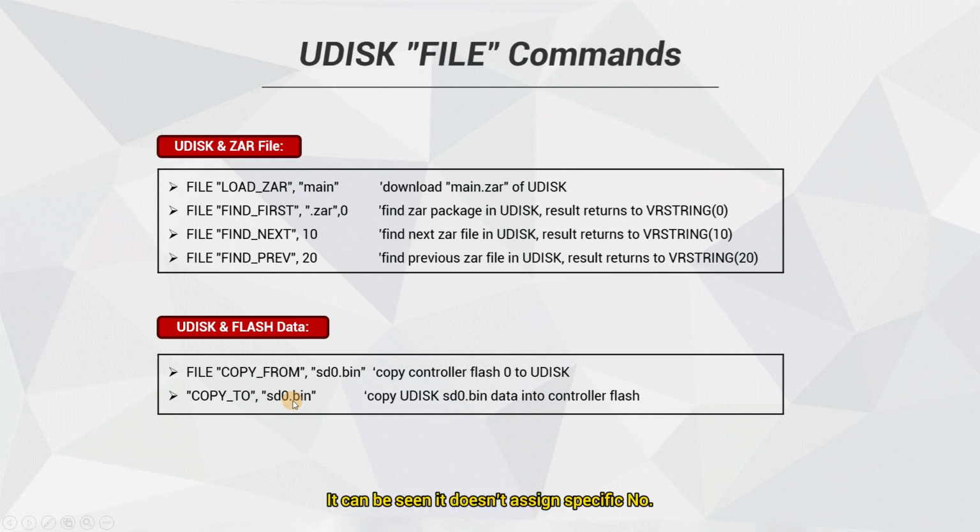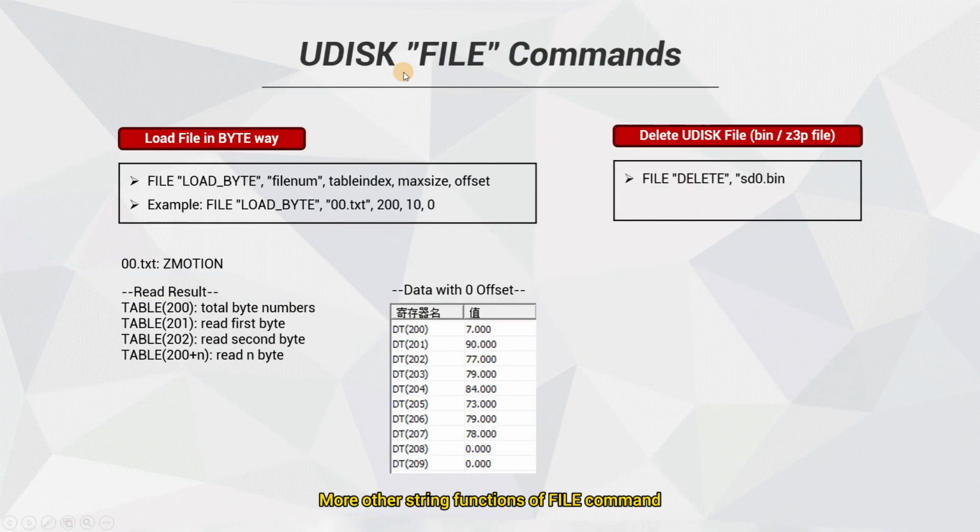It can be seen that it doesn't assign a specific number, because flash number and SD file number correspond. That is, flash 0 is related to SD 0. Flash 1 is related to SD 1. More other string functions of the File command.